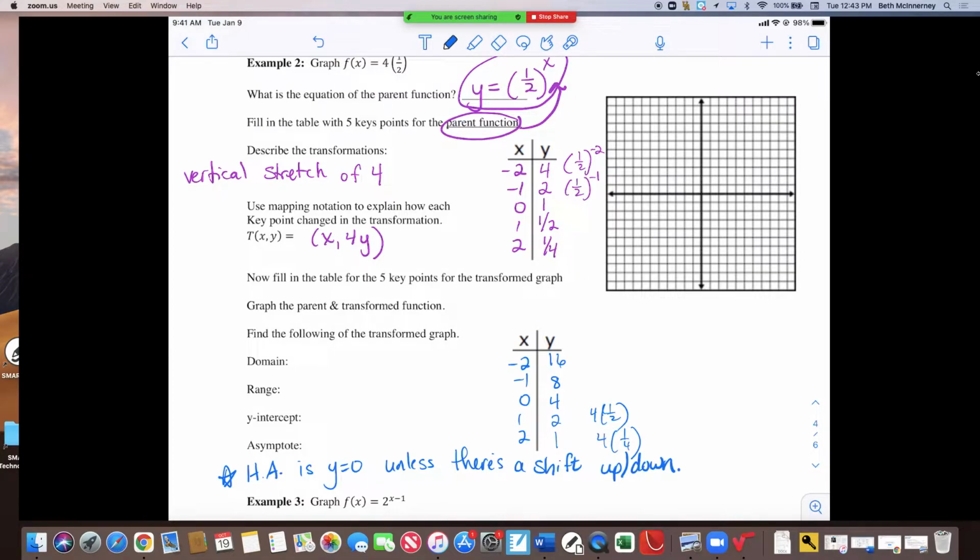Do you see here where we've used the mapping notation? We kept the x values, so these are why the x values are -2 to 2. Now we said we're taking each of these points and you're multiplying the y values by the 4. So that's where the 16 comes from. All right, so I'm going to draw a horizontal asymptote here. That's going to be at y equals 0. I can tell from my table that the y-intercept is (0, 4).